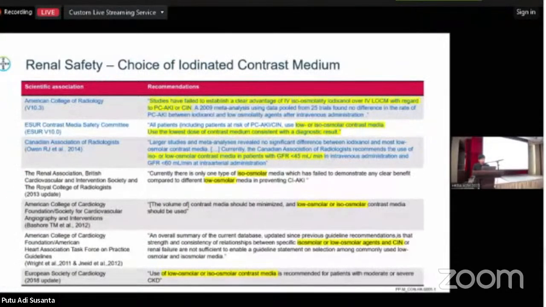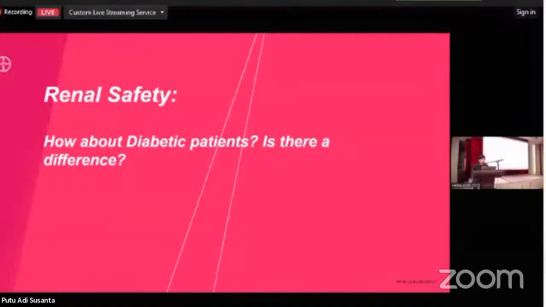So in the updated contrast media or cardiovascular guidelines from the United States and Europe, the recommendations on the choice of iodine contrast media do not state any preference between iso-osmolar contrast agent and low osmolar contrast agent regarding renal safety. And how about in some high-risk populations, such as patients with diabetes? Is there a difference between these two types of contrast on renal safety?